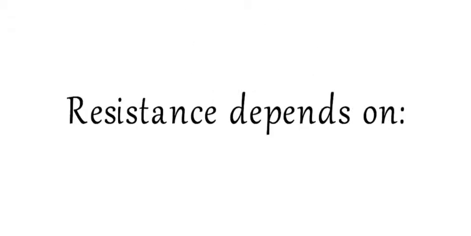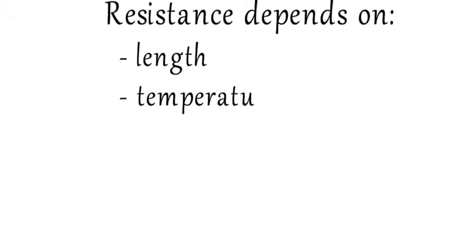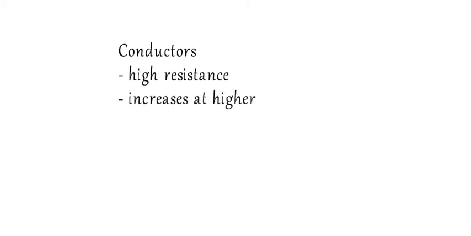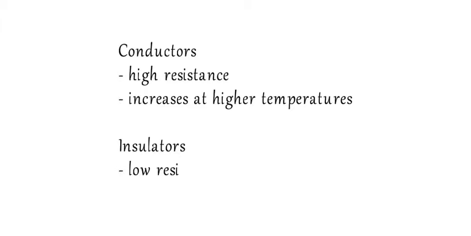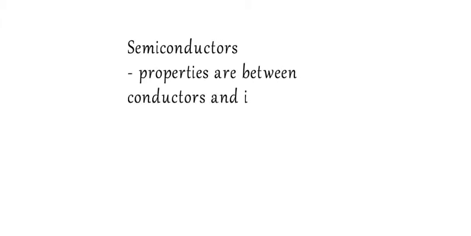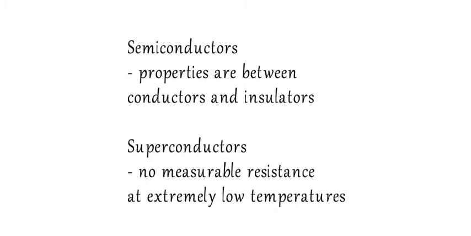Resistance depends on four factors: length, temperature, cross-sectional area, and material. There are conductors which have high resistance that increases at higher temperatures, and insulators which have low resistance that decreases at higher temperatures. There are also semiconductors with properties between those of conductors and insulators, and superconductors with no measurable resistance at extremely low temperatures.